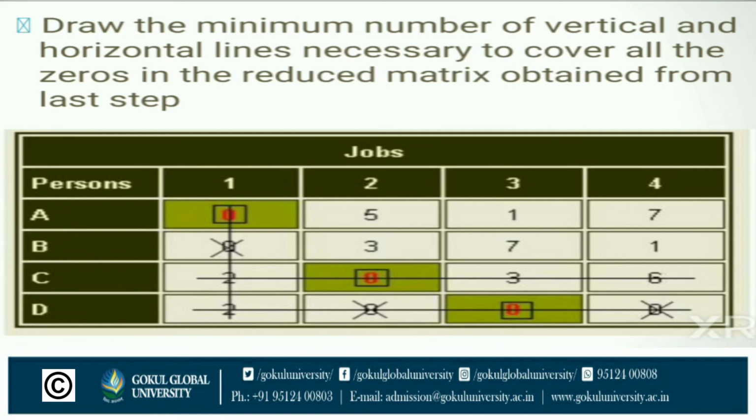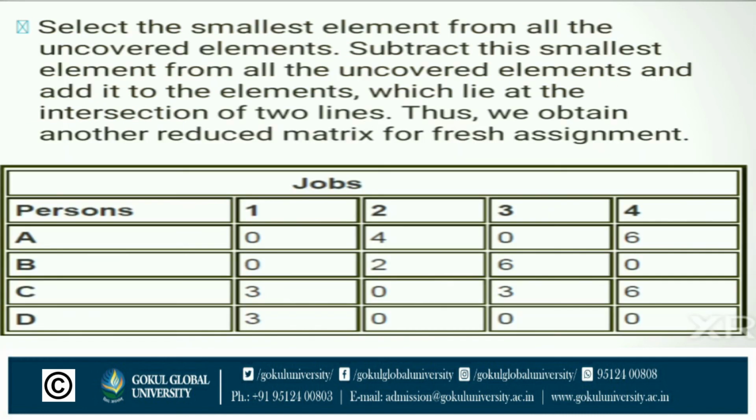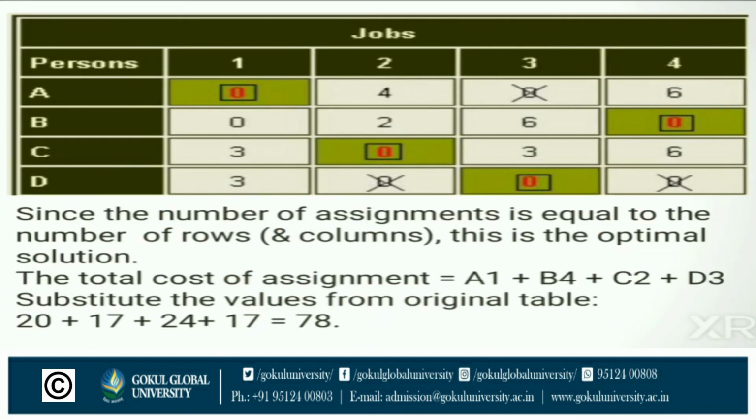So 1 is the smallest value. Then subtract 1 from all uncovered entries and add 1 at the intersection of row and column. So we get this table. All entries of this table are 0 4 0 6 0 2 6 0 3 0 3 6 3 0 0 and 0. Now we can draw the horizontal and vertical lines again. So the next table is this one, and here we can draw the vertical line.